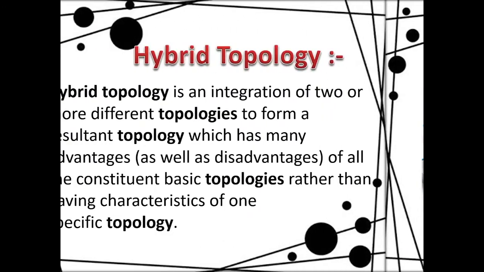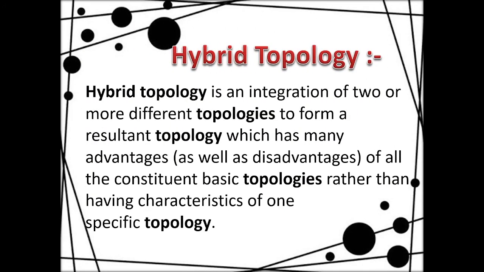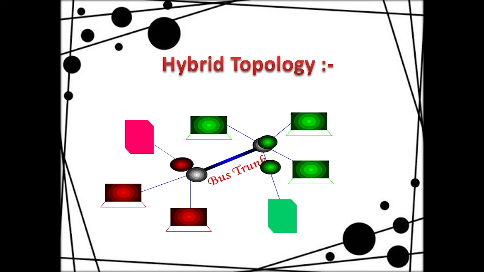The next topology is the hybrid topology. Hybrid topology is an integration of two or more different topologies to form a resultant topology, which has many advantages of all the contributing basic topologies rather than having the characteristics of one specific topology. Basically, the hybrid topology contains two or more topologies. For example, we can see one example here. This is the example of the hybrid topology.